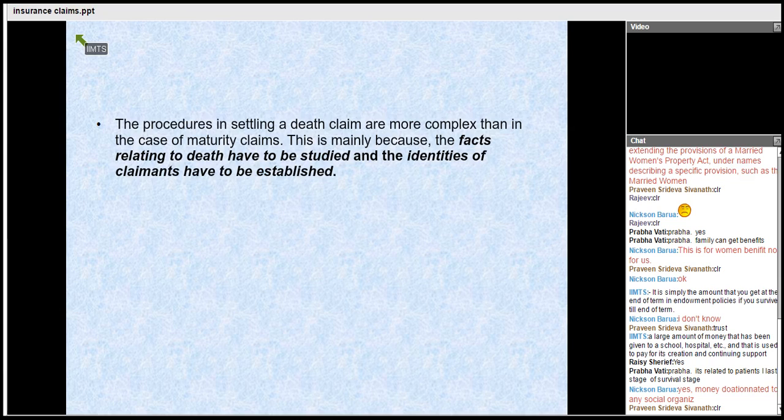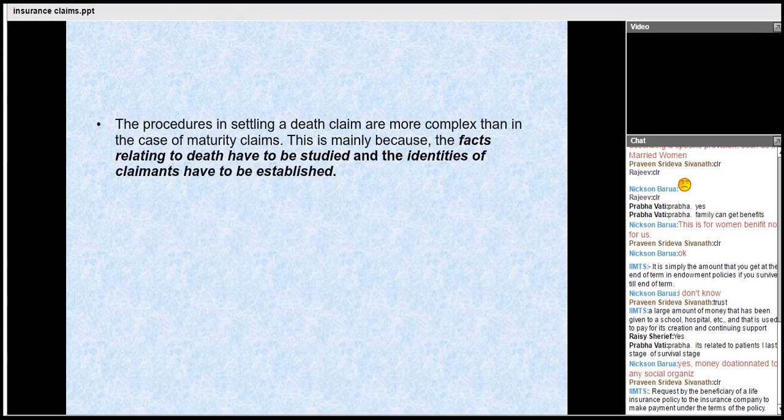So in that case, death claim is the request by the beneficiary of a life insurance policy to the insurance company to make the payment under the terms of assignment. The payment will be made to the assignee. So if there is an assignment, the beneficiary will request, and on maturity payment can be made to the assured.